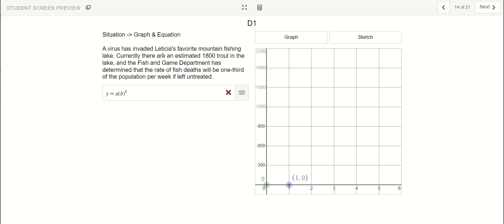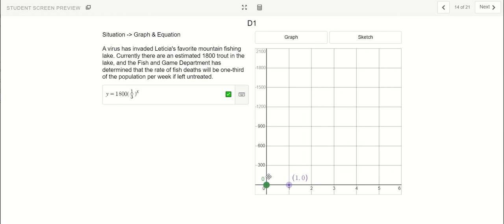Section D, we have this word problem. And based on the word problem, can we write the equation and make a sketch? So here we have 1,800 trout at the start. So 1,800 is going to be our initial value. And here we know that the number of fish is decreasing by 1/3. So that's going to be my growth factor. B is going to be 1 divided by 3, 1/3.